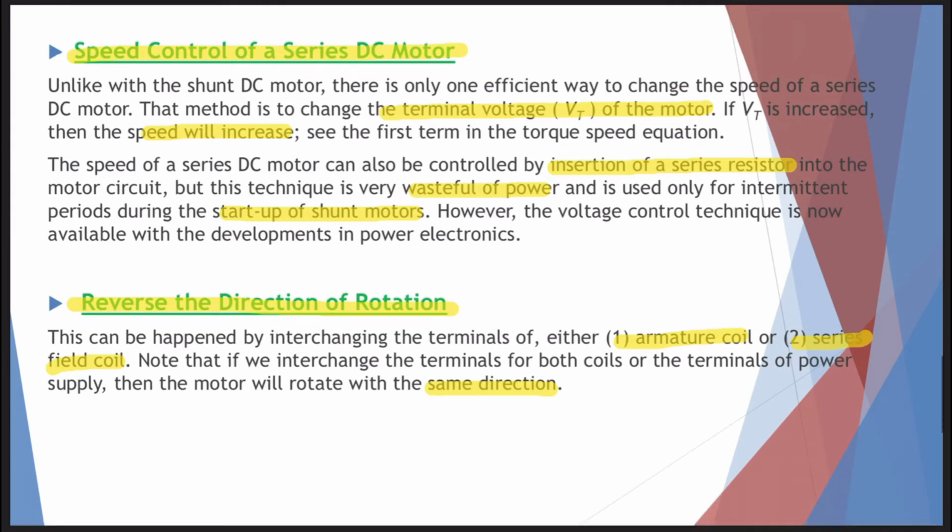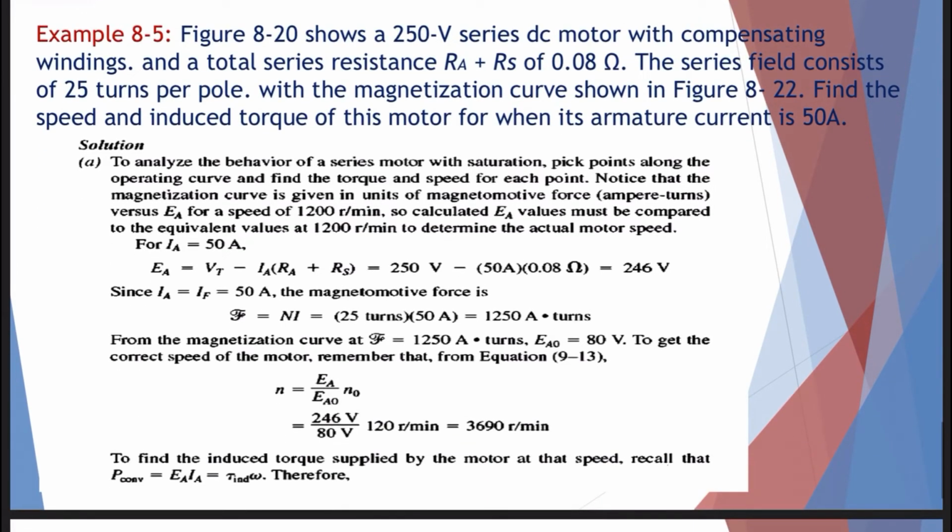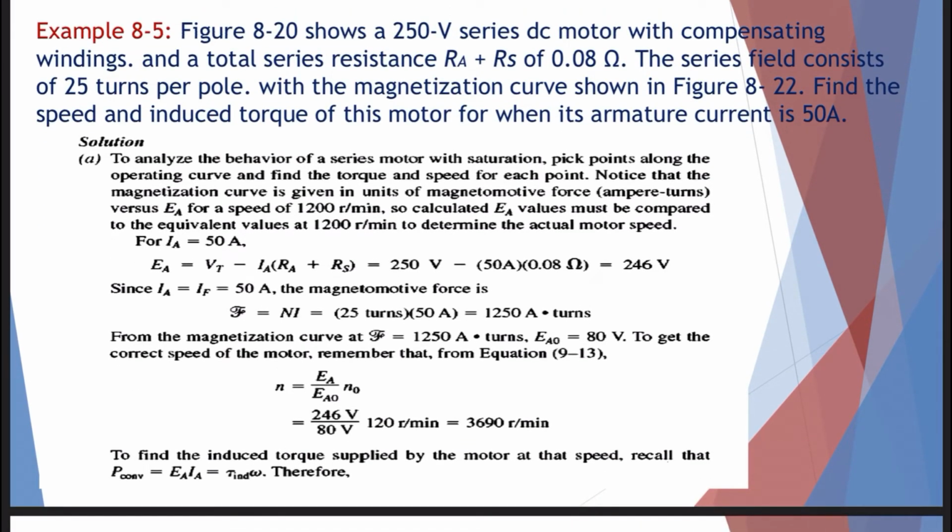Now we will solve one example about this type of series DC motor. Example 8-5. Figure 8-20 shows a 250 volt series DC motor with compensating winding and a total series resistance Ra plus Rs equal to 0.08 ohm. The series field consists of 25 turns per pole, with the magnetization curve shown in the figure. It will be given to you guys.